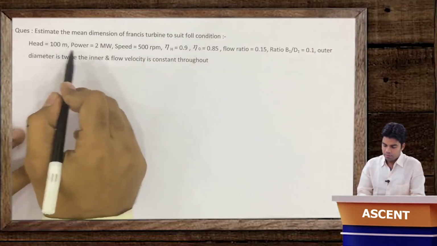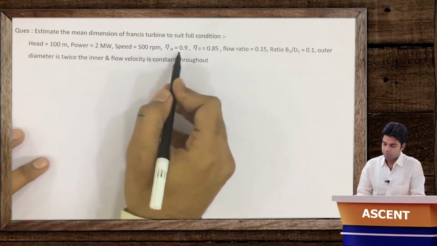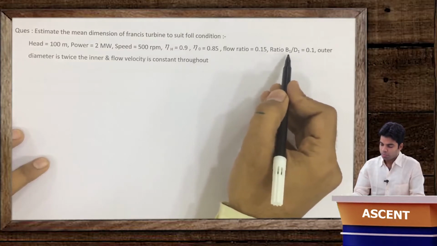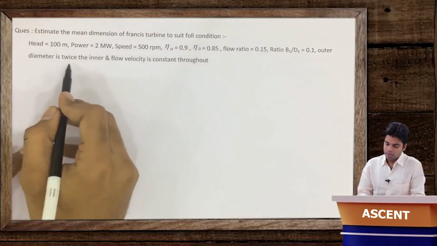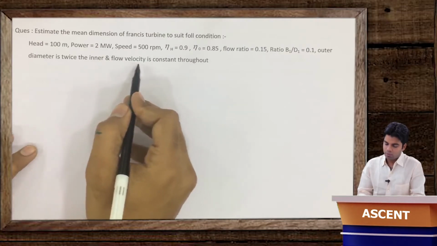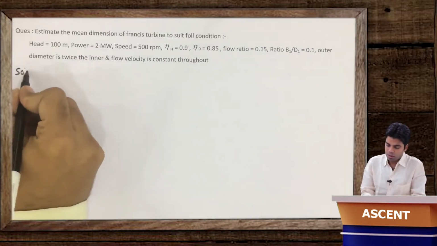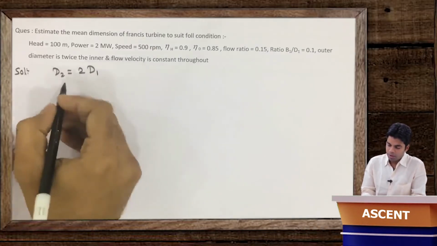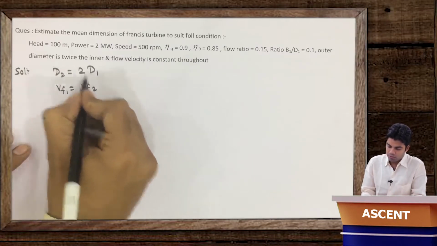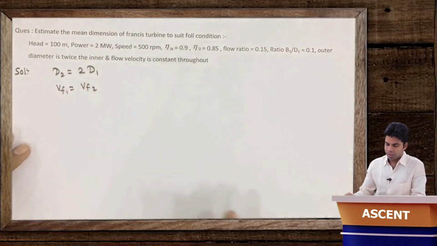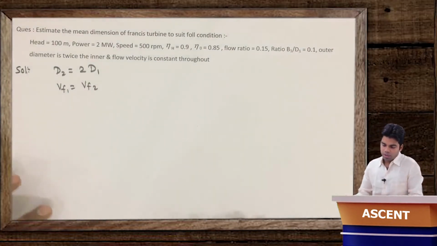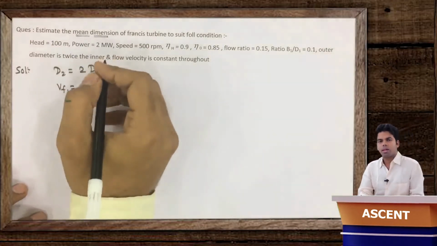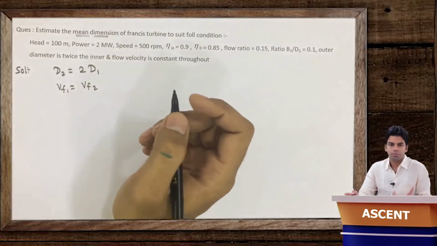The head is given as 100 meter, power is 2 megawatt, speed is 500 rpm, hydraulic efficiency is 0.9, overall efficiency is 0.85, flow ratio is given, ratio b1 by d1 is given, outer diameter is twice that of the inner diameter, and flow velocity is constant throughout. Outer diameter is twice, d2 is twice that of inner diameter, and flow velocity is constant, Vf1 is equal to Vf2. That's all the data, we can take it from here. Now we have to determine the mean dimension of the Francis turbine. Mean dimension means we will have to determine the dimensions, means the value of b1, d1, b2 and d2.